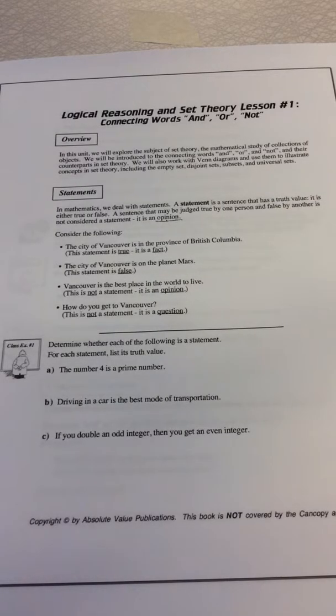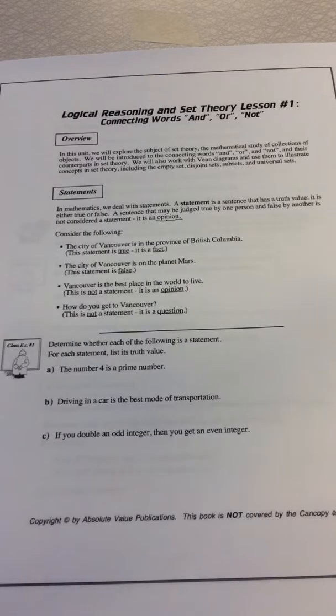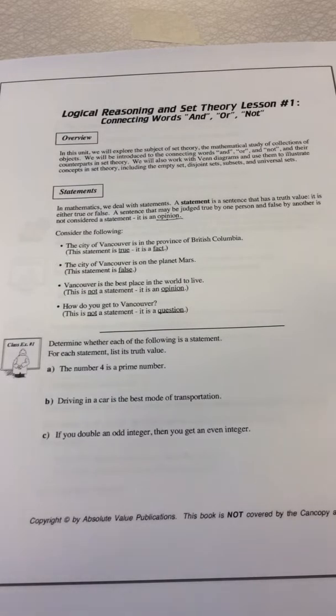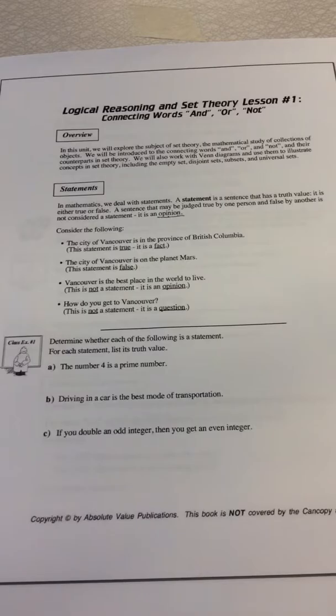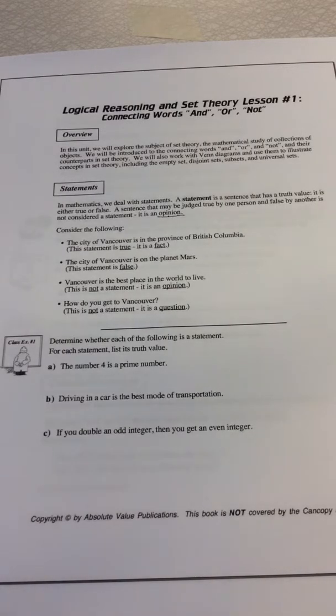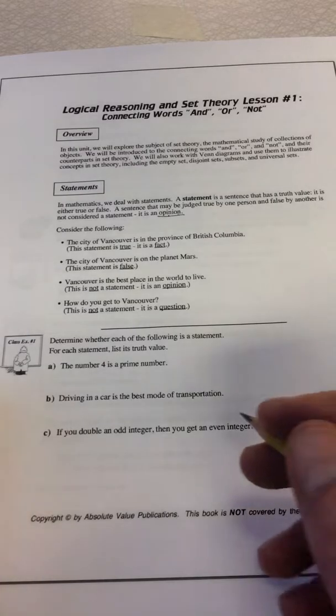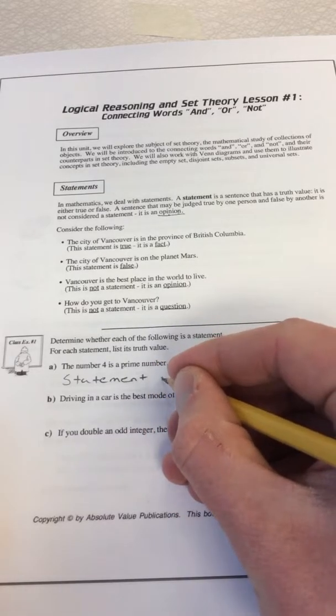Okay, so let's take a look at question number 1. It says, determine whether each of the following is a statement. For each statement, list the truth value. The number 4 is a prime number. Okay, so is the number 4 a prime number? Well, if we remember back, prime numbers are numbers that are only divisible by 1 and itself. I can divide 4 by 2, so it's not a prime number. However, this is a statement, but it is false.